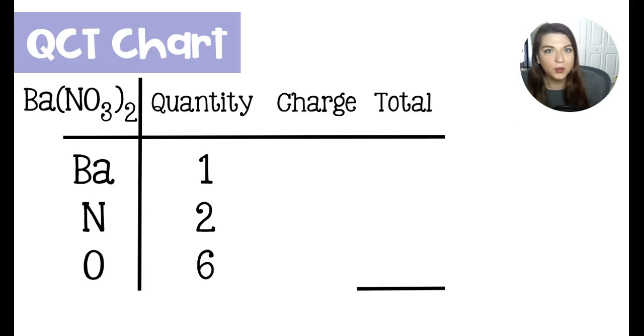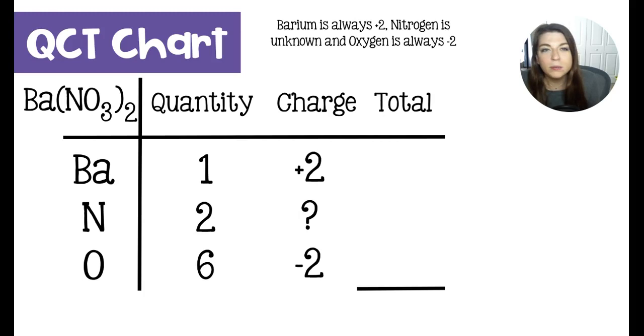Now we're going to do it again with something a little bit tougher. Here we have barium nitrate, and I've already filled in the quantities because I'm sure you're pretty good at this by now. Barium, we have one of those. We have 2 nitrogens and 6 oxygens. The barium is always going to be +2 because it's a member of group 2. Nitrogen's a weird one because it's a nonmetal without a rule, so I'm not really sure what it is. But oxygen will always be -2.